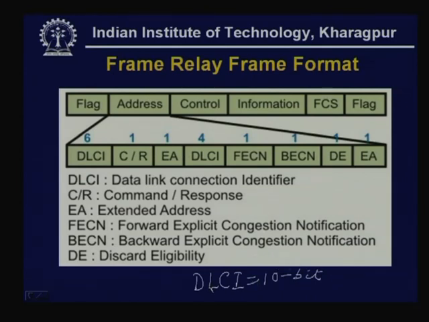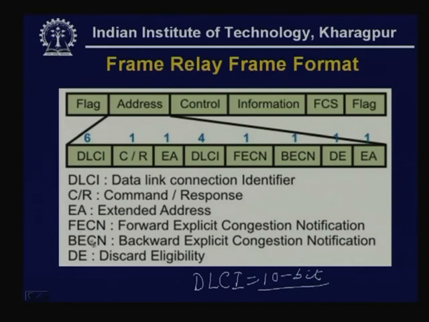DLCI numbers, and then you have another bit which says whether it is a command or response. This bit specifies whether the particular frame corresponds to a command or a response. Then this EA stands for extended address. It is not necessary that the DLCI number be restricted to 10 bits. It can have more bits. In that case, this EA bit is used. It is set to 1 whenever it has a larger address.